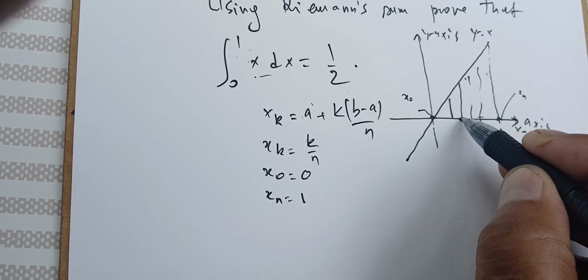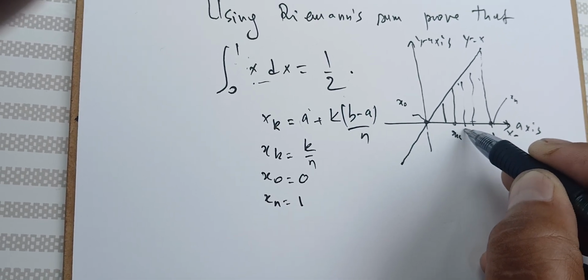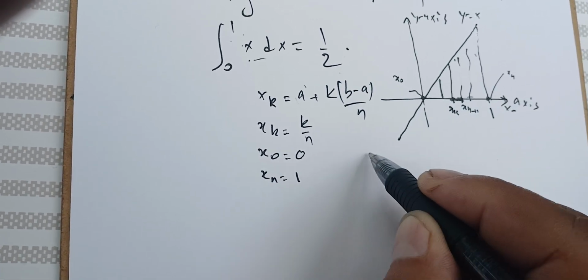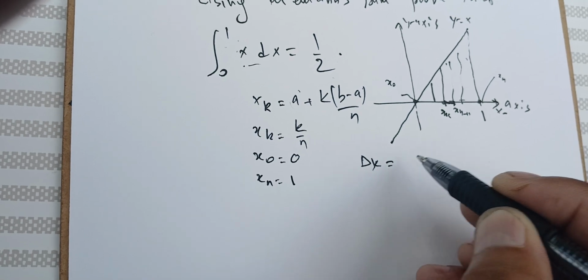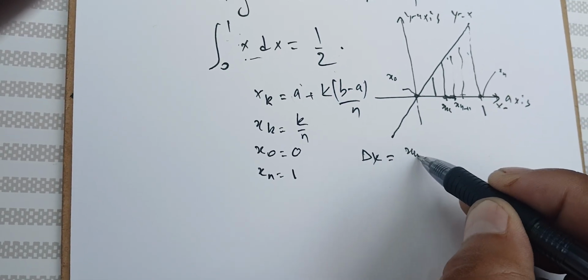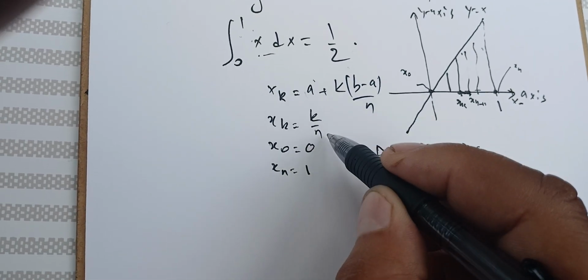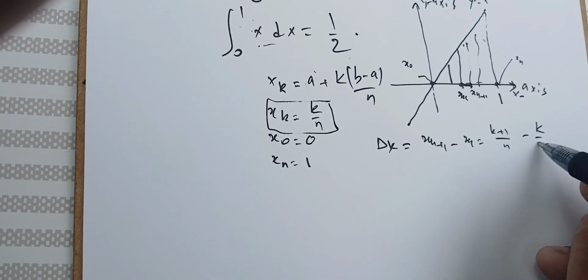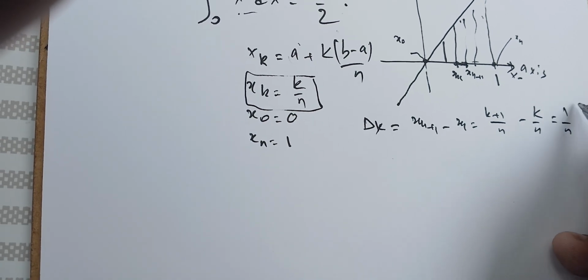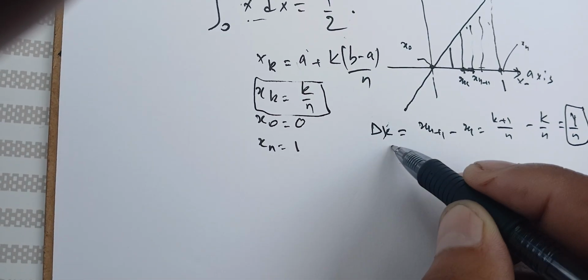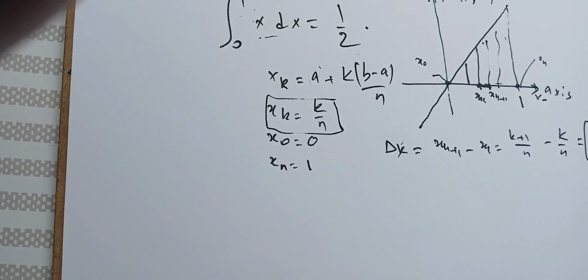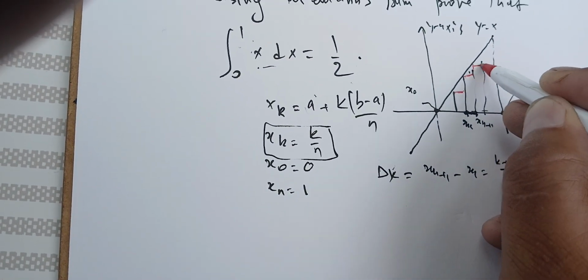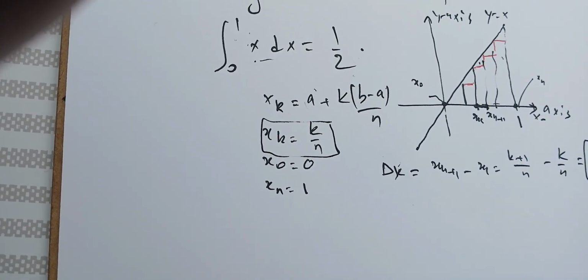Let's focus on one here, x sub k and x sub k plus 1. This difference is what we call delta x. Delta x is x sub k plus 1 minus x sub k, and using the formula, it's going to be (k plus 1) over n minus k over n, which is 1 over n. Very important.